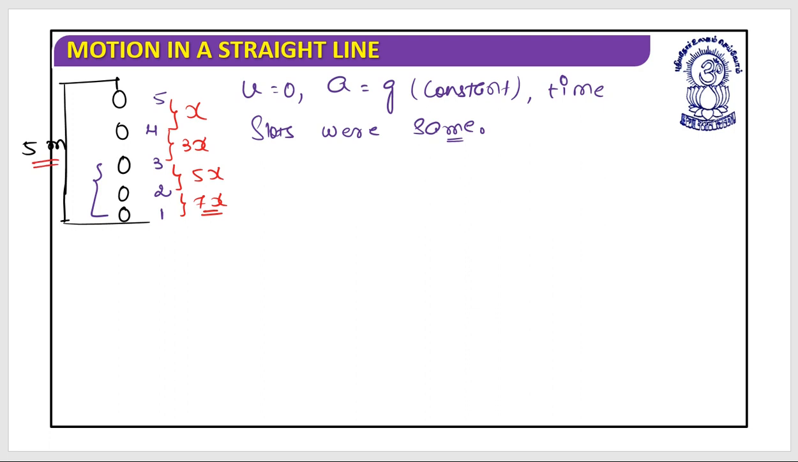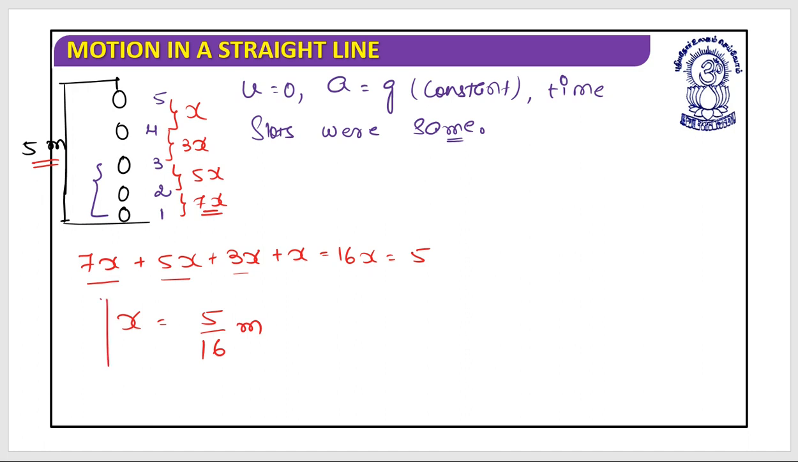So what would it be? It's 7x plus 5x plus 3x plus x. 7 plus 5 is 12, 12 plus 3 is 15, 15 plus 1, it's 16x. Should be equal to 5. So x is equal to 5 by 16 meter.